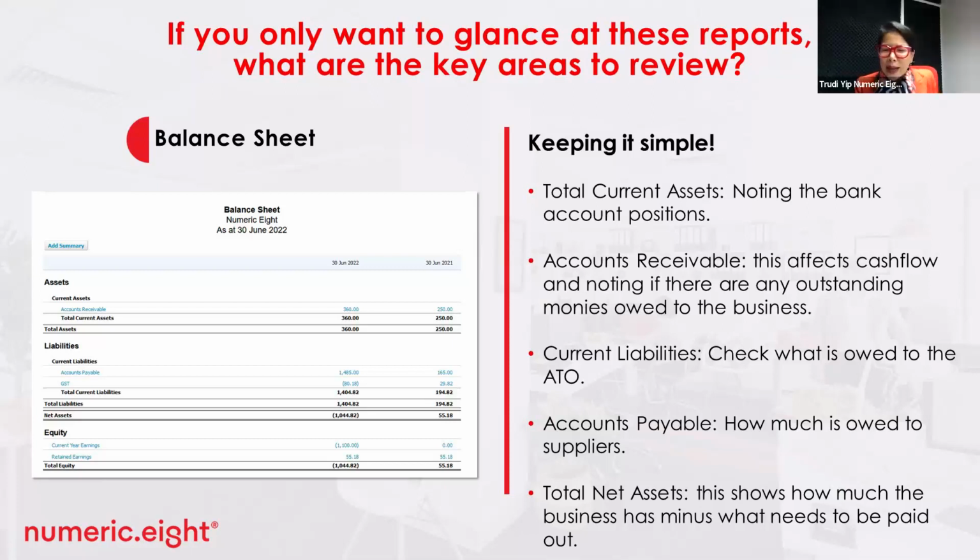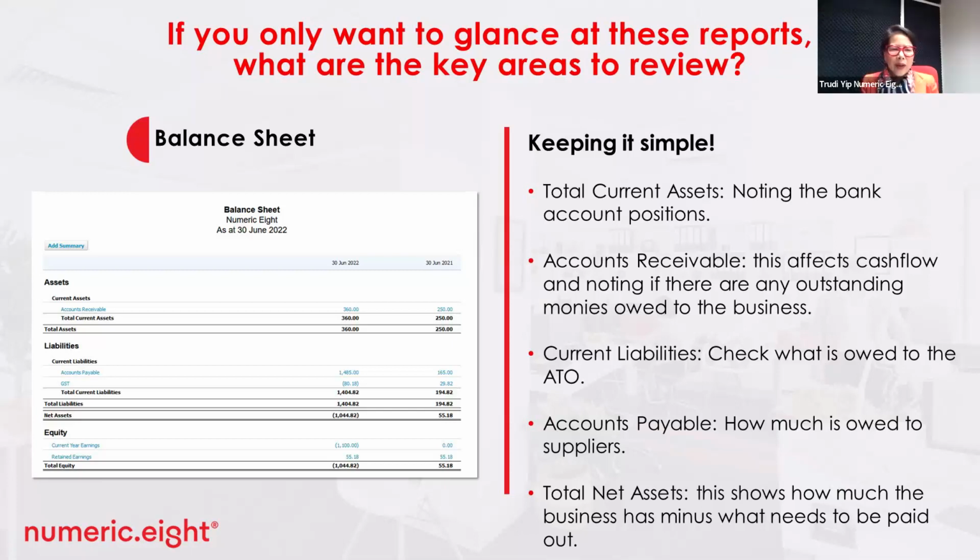Accounts payable is how much you owe to the suppliers. Don't pay them early, pay them on terms. You've been given credit terms. Pay them in the 30 days at end of month. You're better off having the money in the bank.